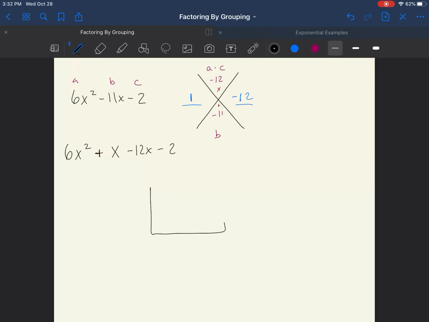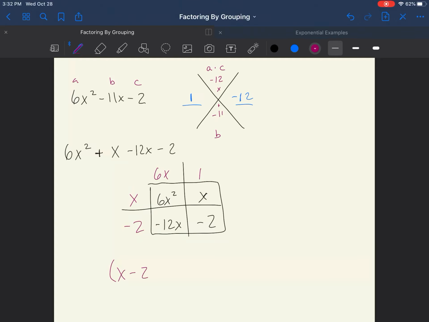So now we just go to our factoring by grouping. Draw our box. 6x squared, x, negative 12x, negative 2. Let's see, on the top I can factor out an x. That leaves me with 6x and a 1. On the bottom I can factor out a negative 2, and that will make it match up. So my final answer is x minus 2 times 6x plus 1.